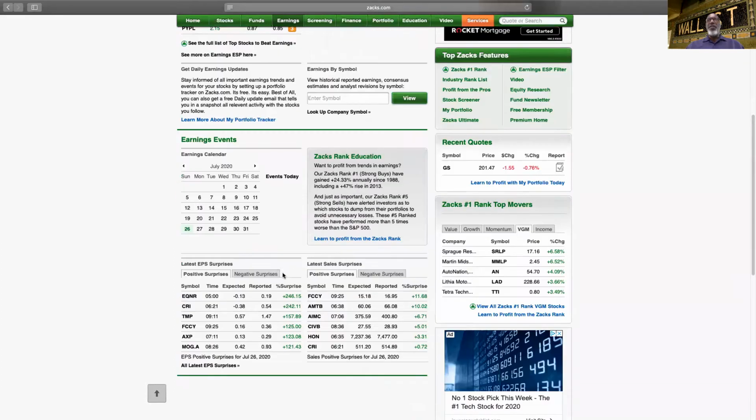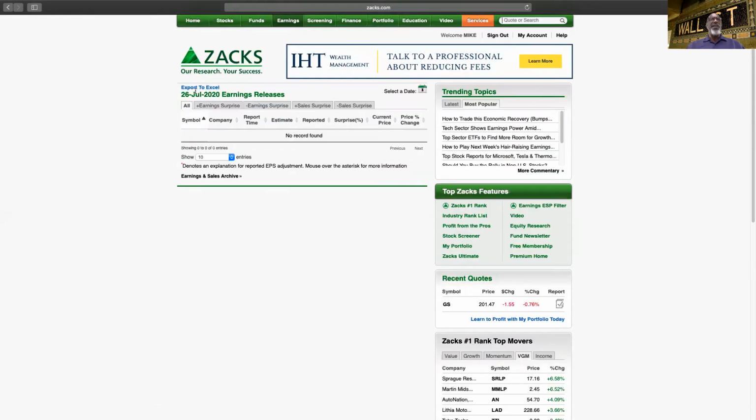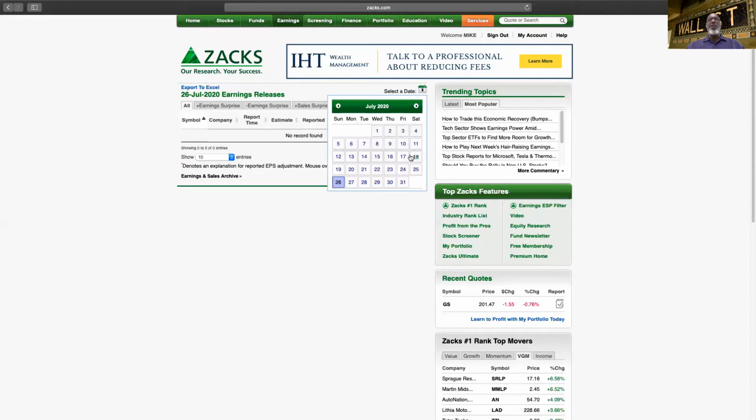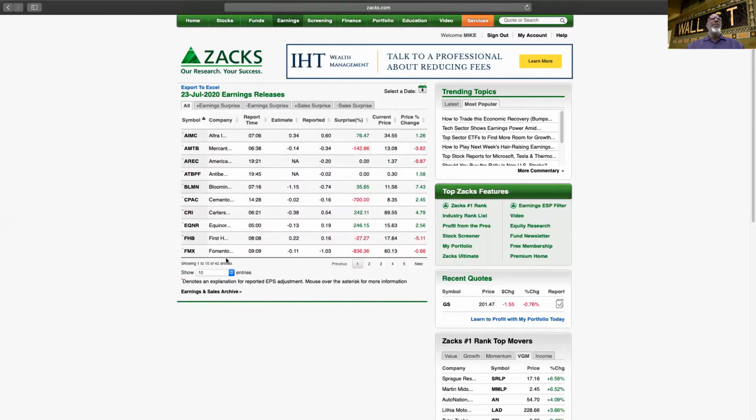Don't get me wrong, I go to the earnings calendar, but the one I start with right here is all the latest earnings per share. And I'm going to click on this and open this up. As you can see, this is the weekend, so there's nothing up here. But the reason why I like this is I can go into this, select a date, and I'm going back to last Friday, July 24th, 2020. And again, you have all the stocks that report earnings.